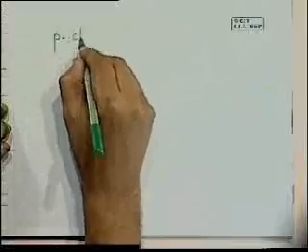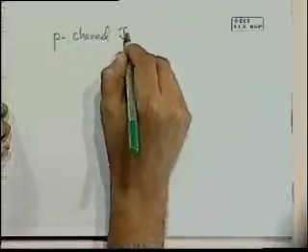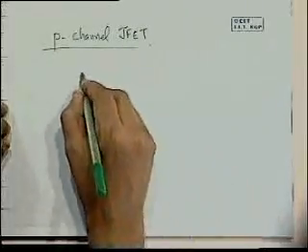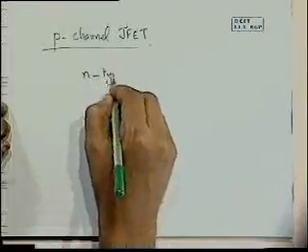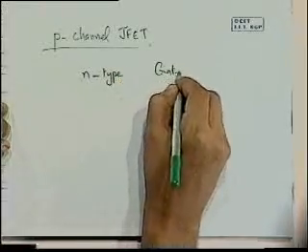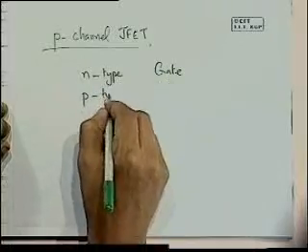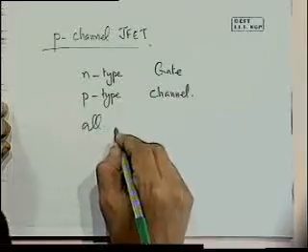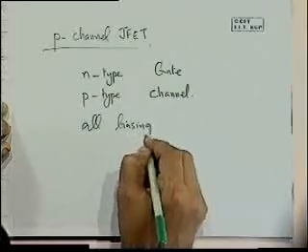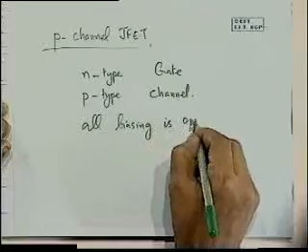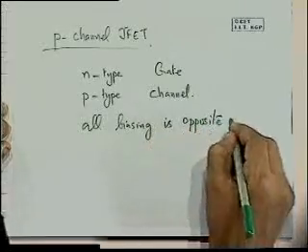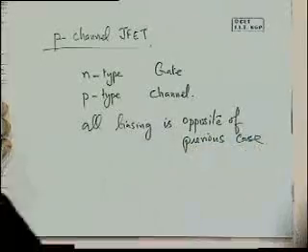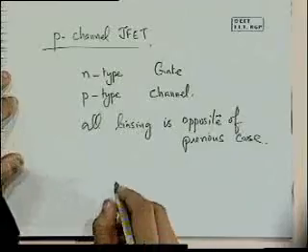If you use a P-channel JFET, everything is similar except that the gate is N-type material and the channel is P-type, as the name implies, and all biasing is reversed. Reverse means it's opposite of the previous case. But in principle, it behaves in exactly the same way as an N-channel JFET.